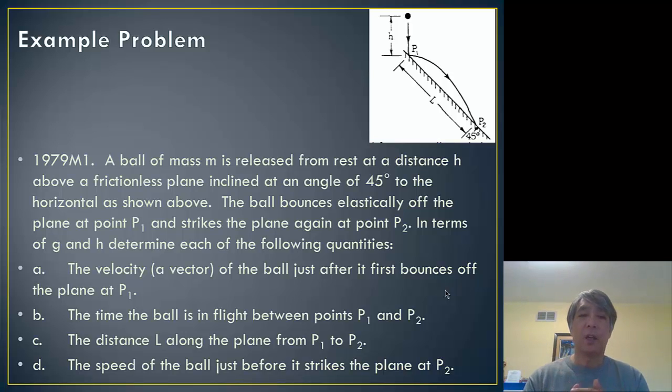If you're getting stuck here, you need to understand what happens when the ball falls. Part A: the velocity of the ball just after it first bounces off the plane. Since the ball bounces elastically off the plane at point P1, elastically, remember, means I conserve my kinetic energy. So effectively, I have the same speed after the bounce as before the bounce. And I can calculate the speed before the bounce using conservation of energy.